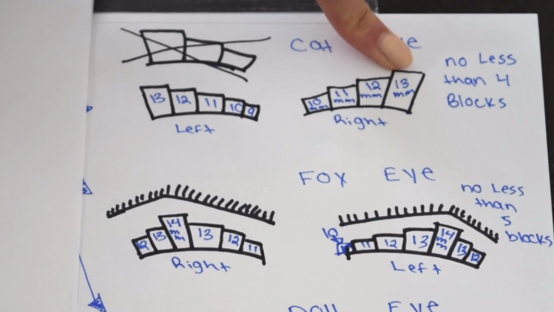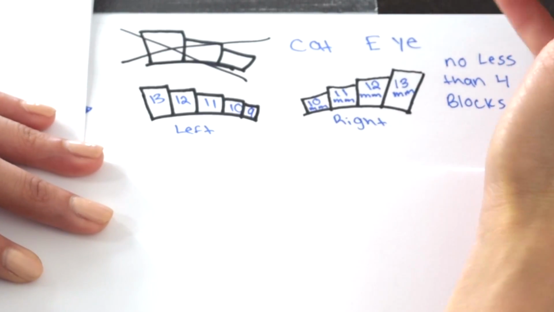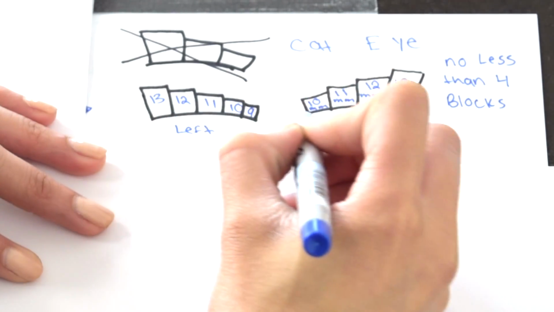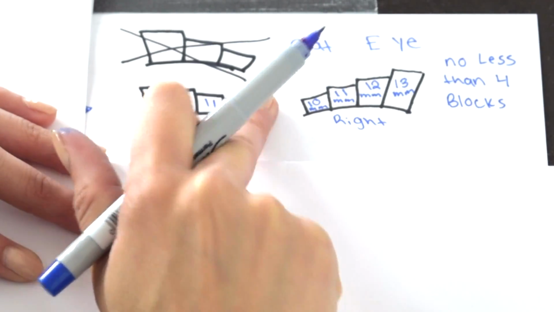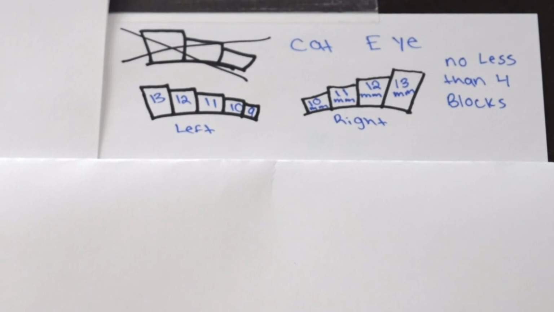It starts out longer in the outer corner and shorter in the inner corner. This is exactly what you're going to see. You want to make sure that the blocks are very similar to each other. Obviously, I added an extra one on this side. No 2 eyes are going to be exactly the same, but we do want them to look as similar as possible.